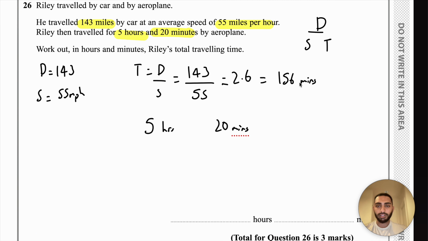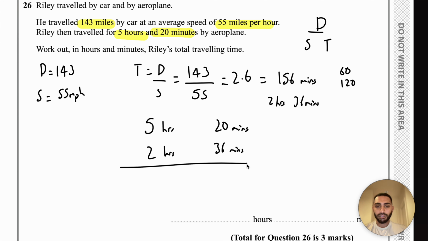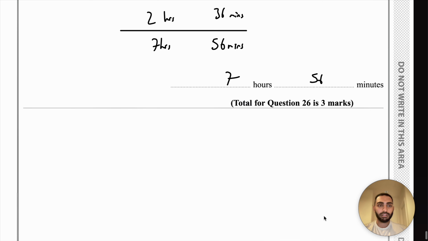So how many hours and minutes is that? There's 60 minutes in each hour, so 60, 120, that's 2 hours. And there's going to be an extra 36 minutes on. Because if I add 36 onto there, I get to there. So I'm adding 2 hours and 36 minutes. This one's quite nice because we're not going to have to carry on any hours. 20 and 36 is 56 minutes. And 5 add 2 is 7. So 7 hours and 56 minutes.